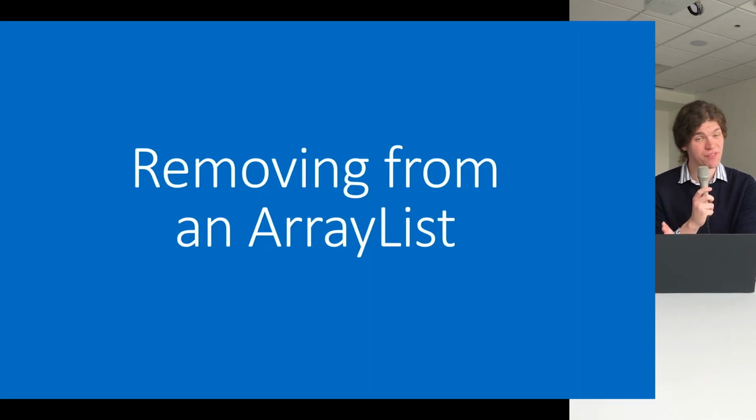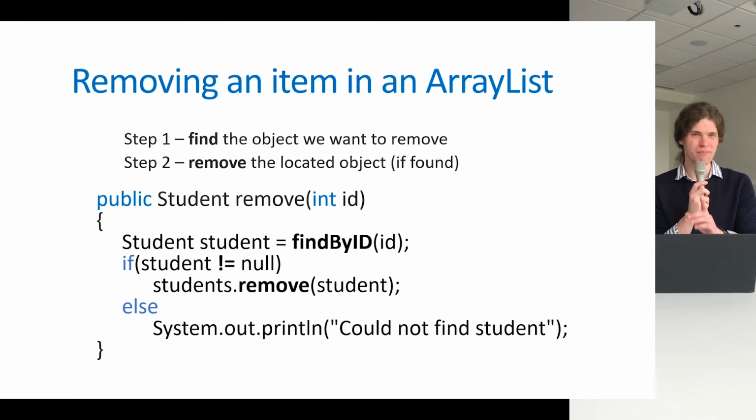Okay, so that's finding an item within the list, which is very useful because that find method can be applied to the removal. Because of course, if we want to remove an item from our collection, we don't just remove any old item, we want to remove the right one, don't we? So first, we have to locate where the item that we want to remove is in the list. And then once we've found it, then we remove that one. Okay, so the very first step in the removal process is to find the object that we want to remove.